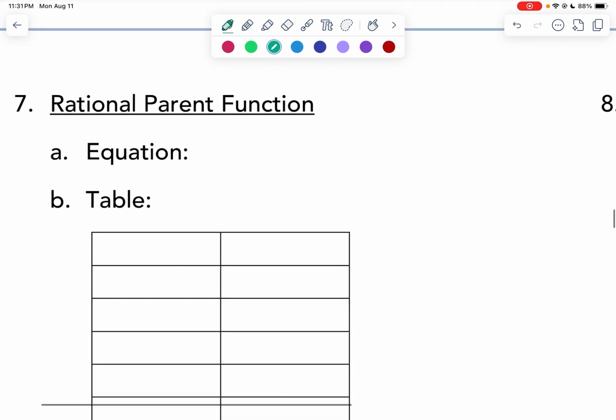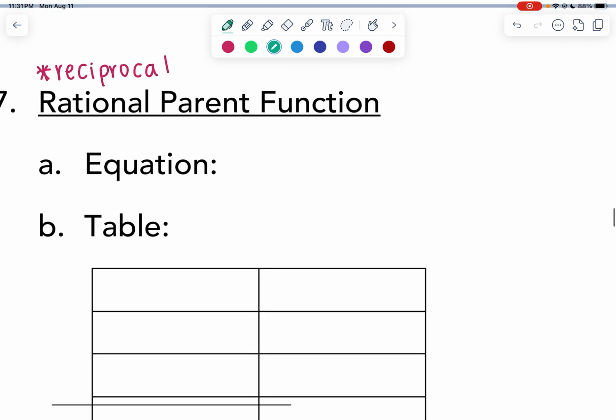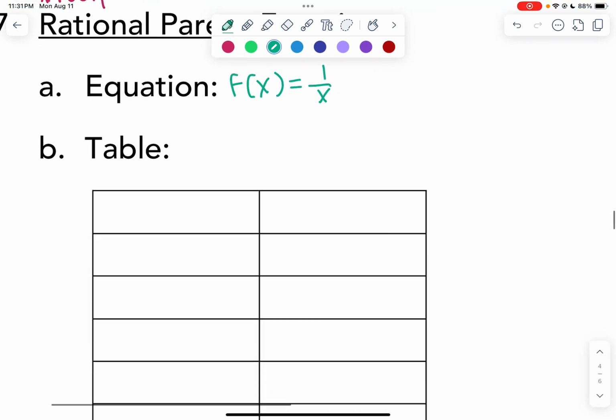So our rational parent function is sometimes known as a reciprocal parent function. This is going to give you a fraction graph. So f of x equals 1 over x. So if I plug in negative 3, I end up with 1 over negative 3, which is really just negative a third. If I plug in negative 2, I'm going to get negative a half. If I plug in negative 1, well, 1 over negative 1 is really just negative 1.